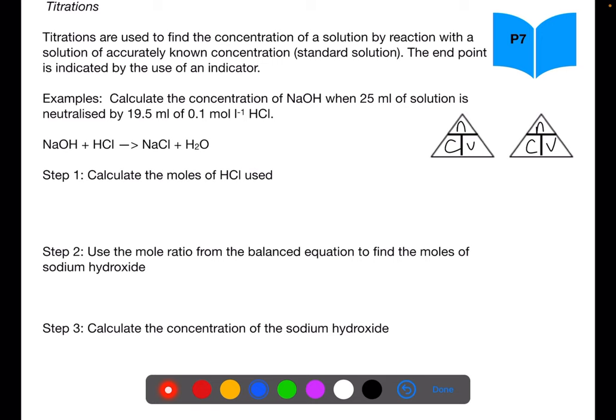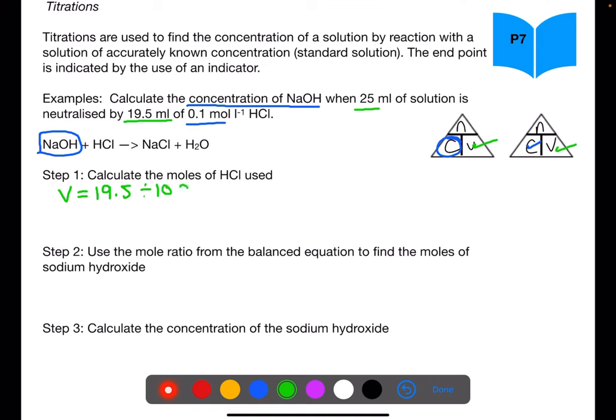In this first example, we're trying to find the concentration of sodium hydroxide. We're reacting 25 mL of the sodium hydroxide, and it is neutralised by 19.5 mL of 0.1 molar HCl. We have two pieces of information about the HCl, so this means we can calculate the moles of HCl that was used. Remember, the first step is always to convert the volume into litres, so we're going to divide by 1000.